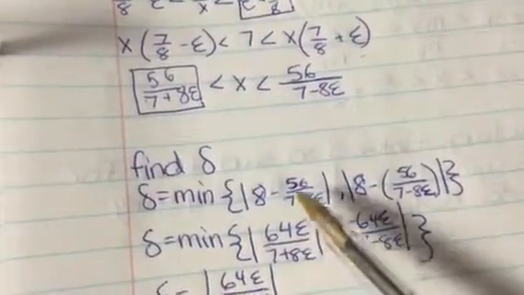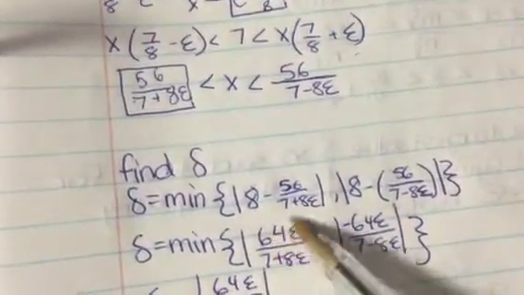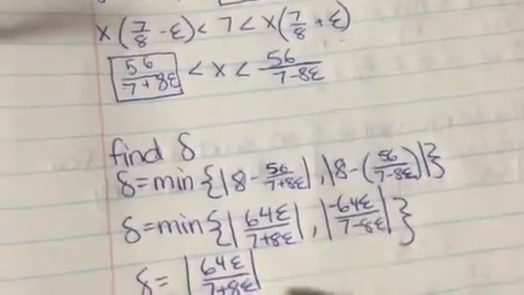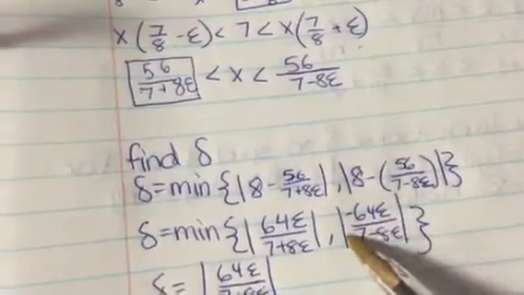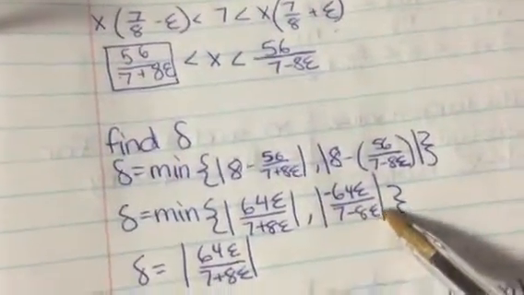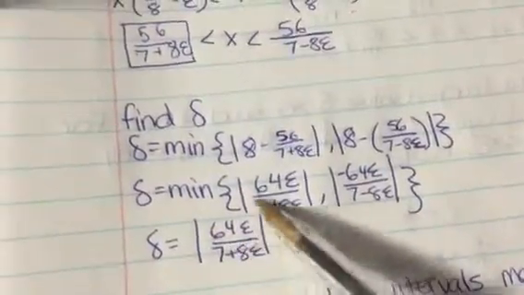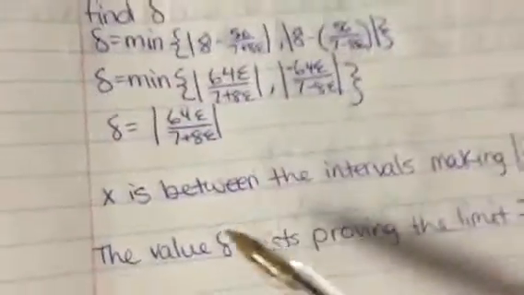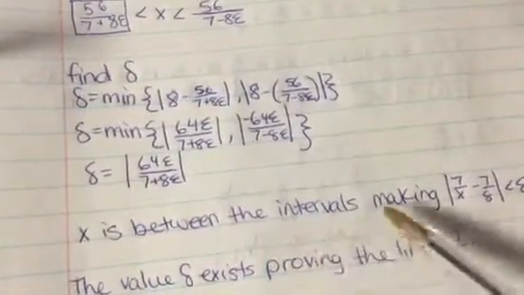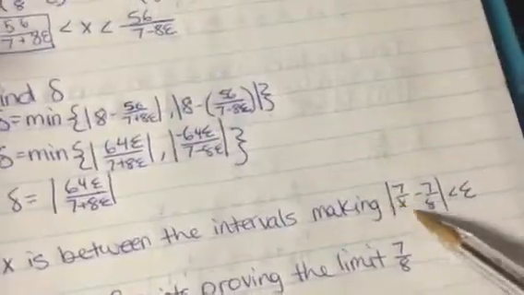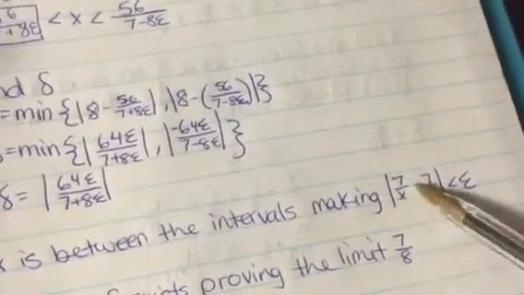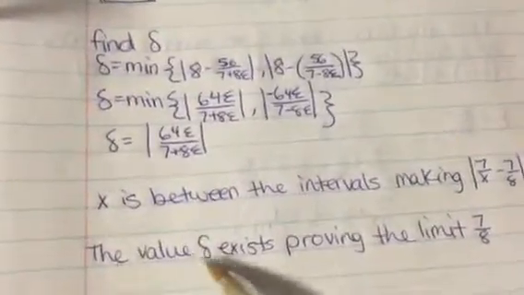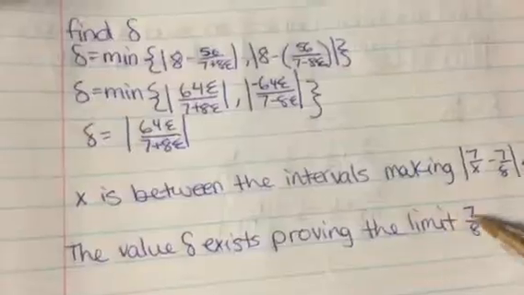So you get down here and you simplify it, and you get 64 epsilon over 7 plus 8 epsilon, comma, negative 64 epsilon over 7 minus 8 epsilon. So the value you end up getting is this because it's larger. And that's the value you want for delta. So x is between the intervals, making the absolute value of 7 over x minus 7 over 8 less than epsilon. So the value delta exists, proving the limit is 7 over 8.